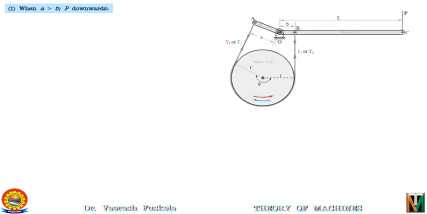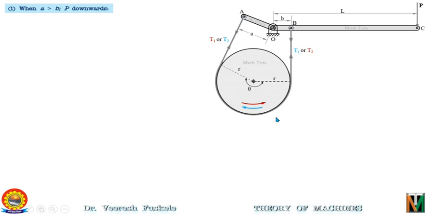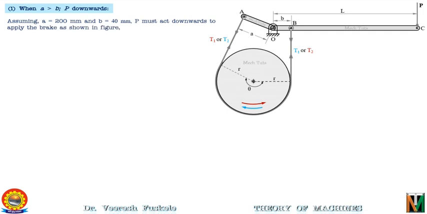when A is greater than B and P is acting in the downward direction. So this is the configuration, and we will consider both directions of rotation of the drum, that is, if the drum is rotating in the counterclockwise direction or in the clockwise direction. In this case, assuming that A is 200 mm and B is 40 mm, the P must act in the downward direction as shown in the figure. Now the ratio of tensions is given by T1 by T2 is equal to e to the power of mu theta.